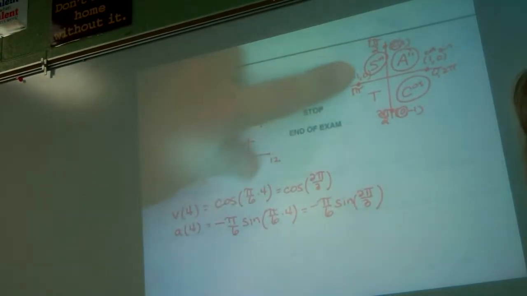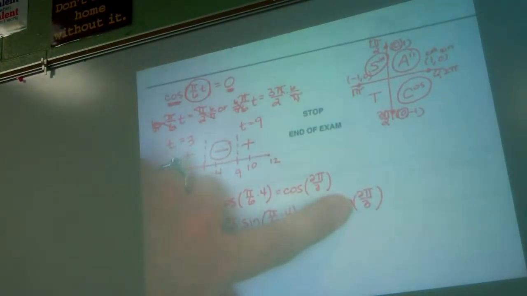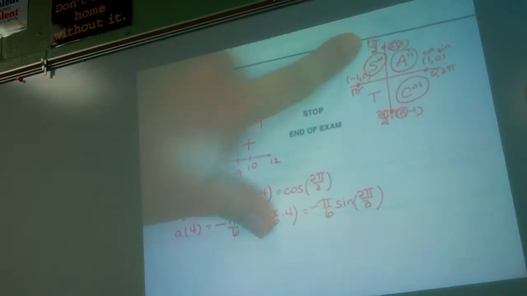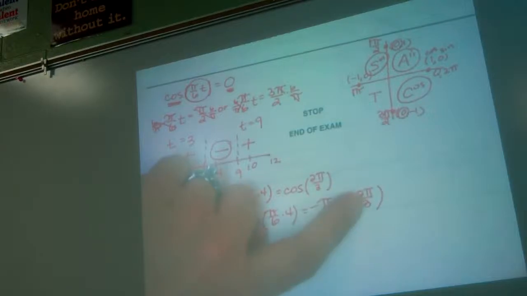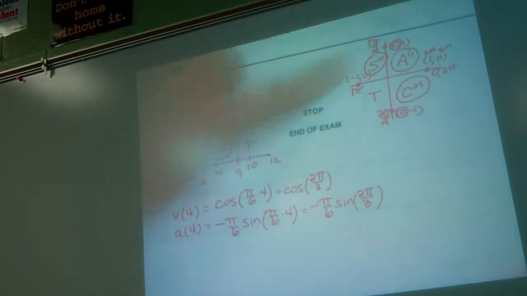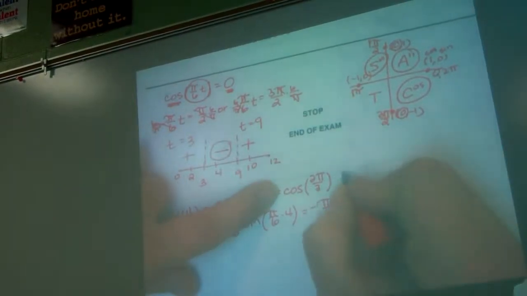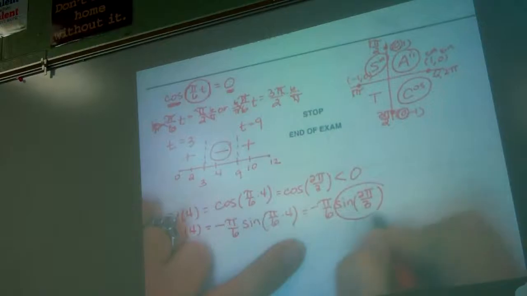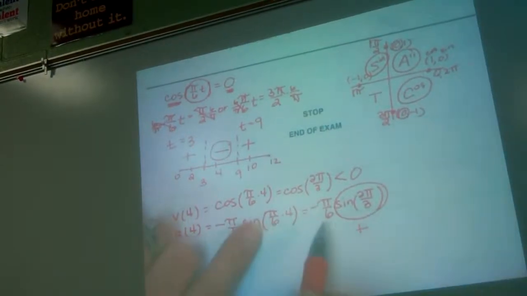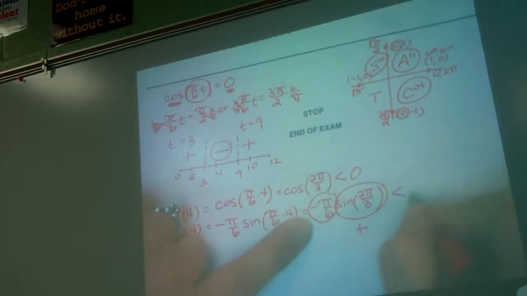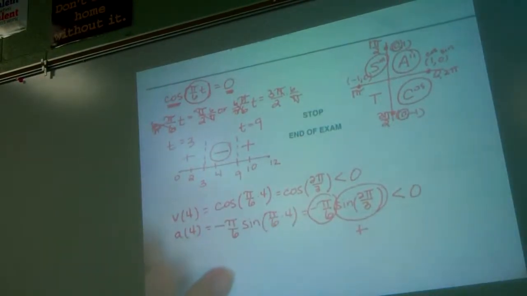It'd be in the second quadrant, right? 2/3 is less than 1 because 1 would be 3/3, but it's more than 1/2 because 1/2 would be 1.5/3, right? So it's more than 1/2 but less than 1. So it's in the second quadrant, so the cosine's going to be negative. The sine will be positive, but we're multiplying it by negative pi over 6, so that makes this also negative.